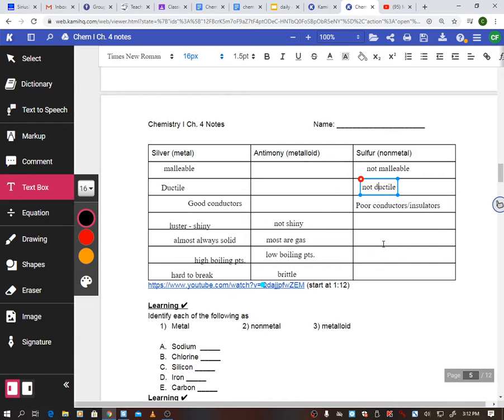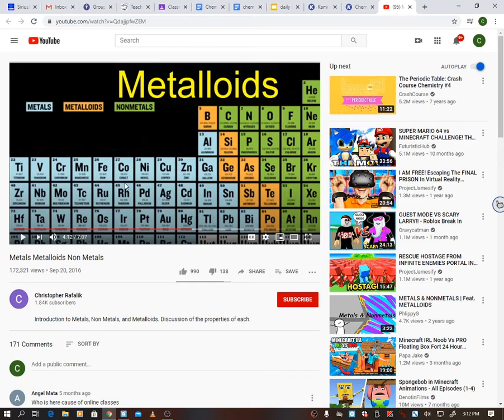And if you've already written these down, maybe just switch the tops around. Just kind of cross out the two top columns. There's my nonmetals. So now I'm going to look at my metalloids. Metalloids are in between metals and nonmetals, both in characteristics and where they appear on the periodic table.